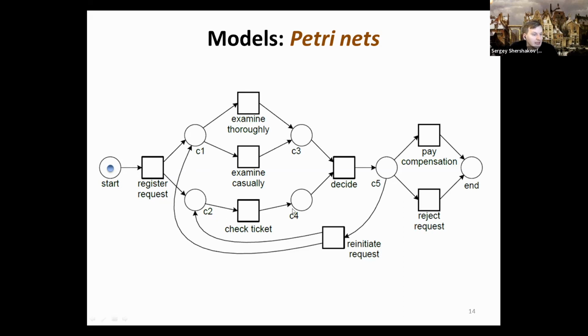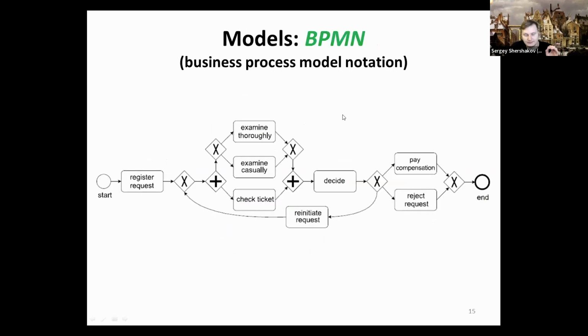So these models are more or less low level. However, in industry, related to business process management and process analysis, there are some other models based on Petri nets, say BPMN.